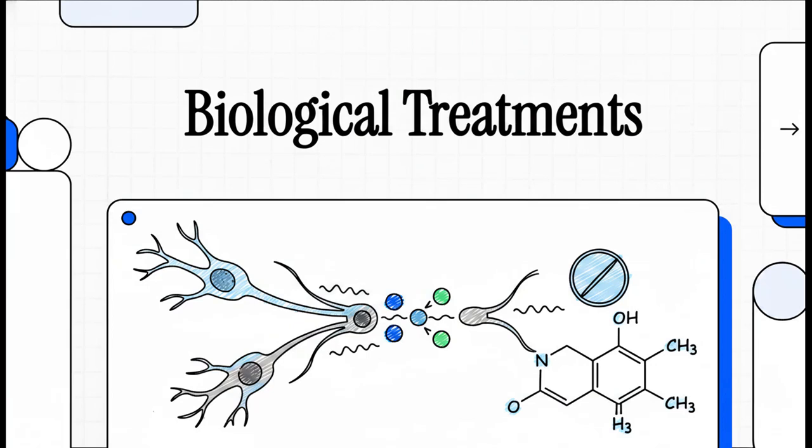Welcome to this explainer on the biological treatment for depression. If you're deep into your GCSE revision and looking to completely master how the brain's chemistry affects our mood, you are in exactly the right place. Today, we're going to break down the science of synapses, neurotransmitters, and how medical treatments actually intervene to help those suffering from depression. Let's get into it.